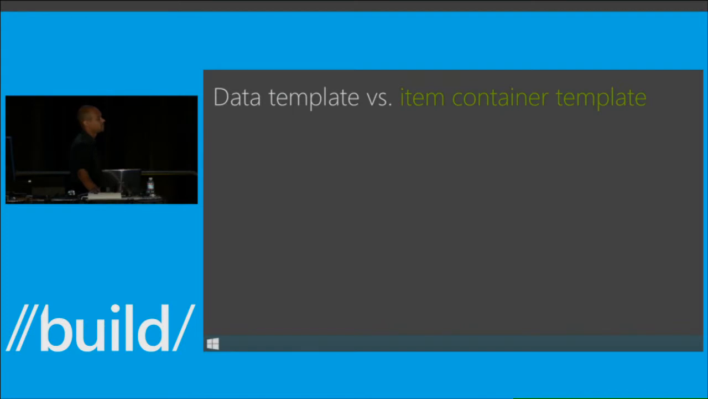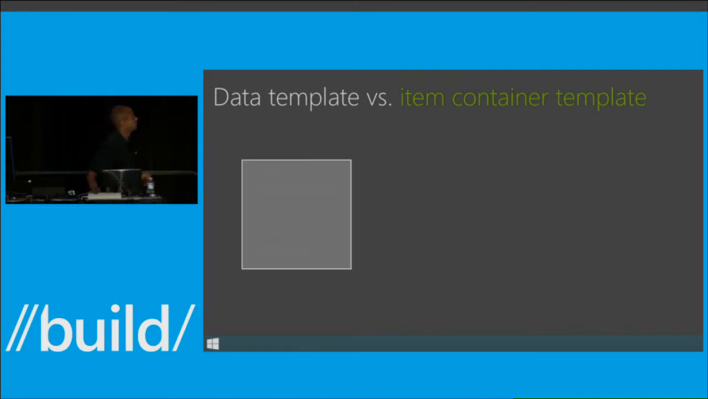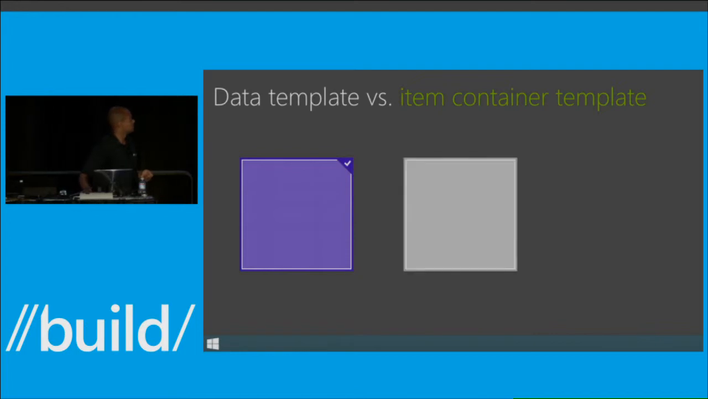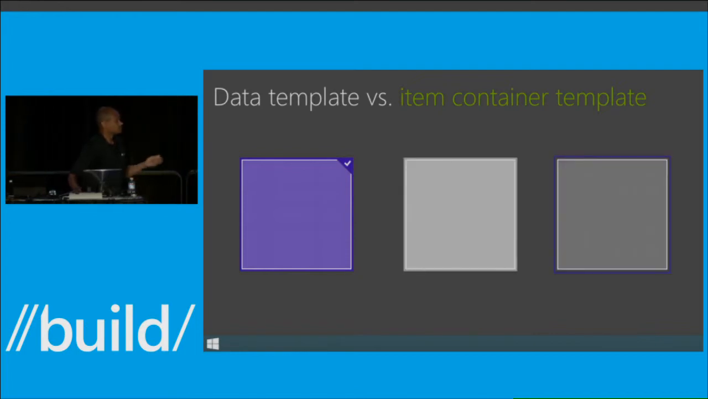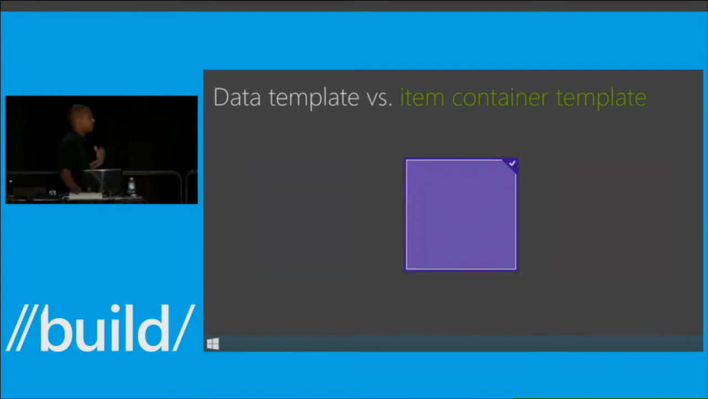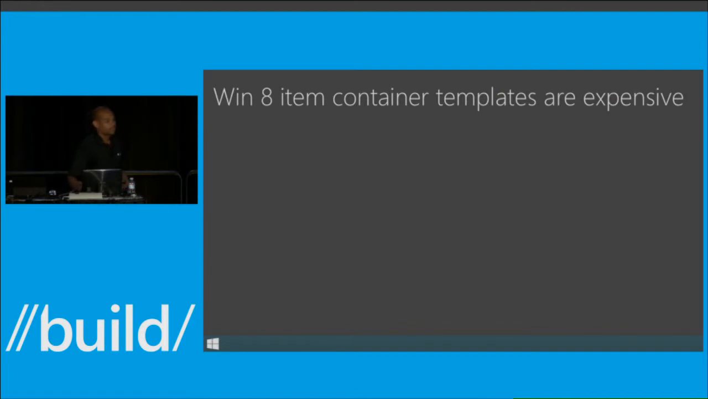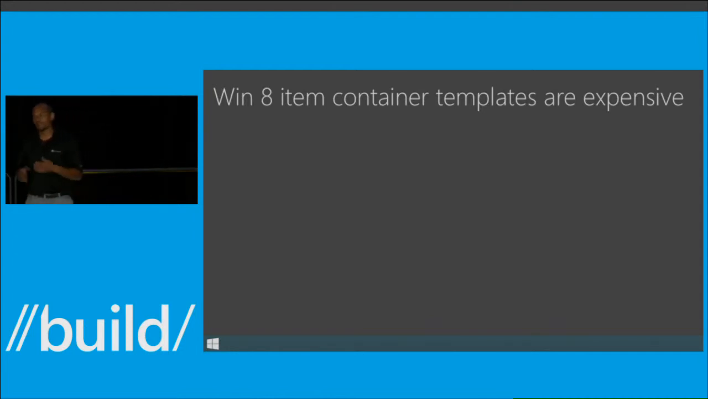The item container template is all about state, so you have some items to show the data template, some things to show selection visuals, hover visuals, focus visuals. Now we're dealing with these objects that it takes to show state. So the Windows 8.0 item container template was pretty expensive, and most app developers didn't even know that this was going on behind the scenes.